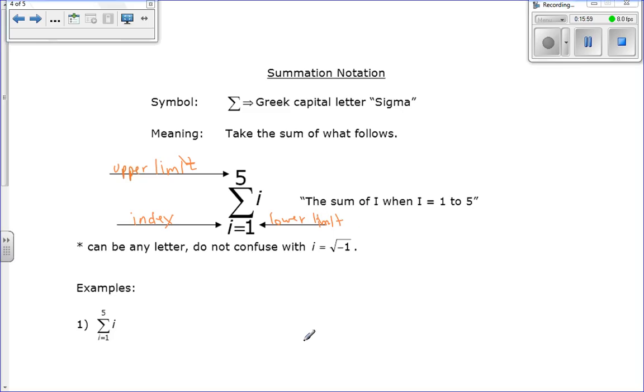Okay, what this is saying is the sum of I when I goes from 1 to 5. You can use any letter in your sigma notation, but do not confuse the I with the square root of negative 1 or the complex numbers, or just a circle with I on it, because that's not what it is. The I just stands for index. It's just a variable in this problem. So let's look at our examples.